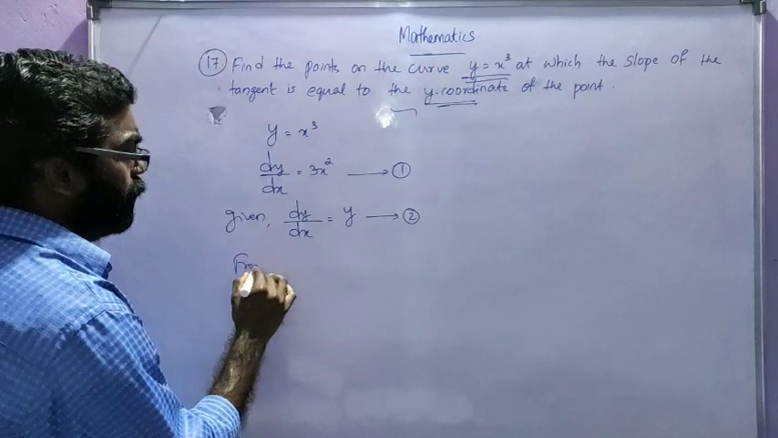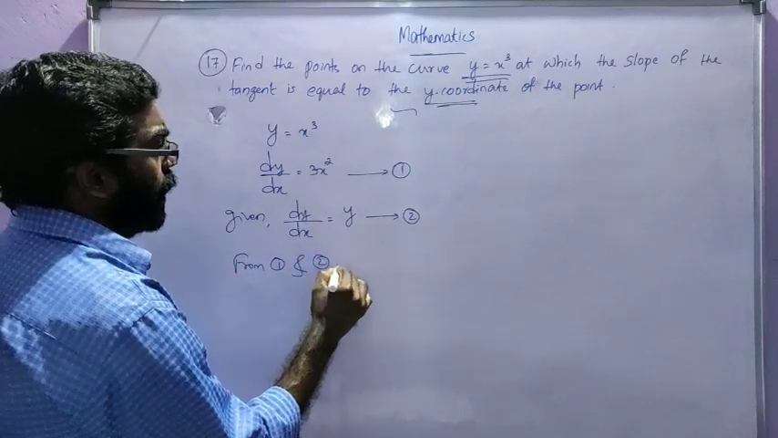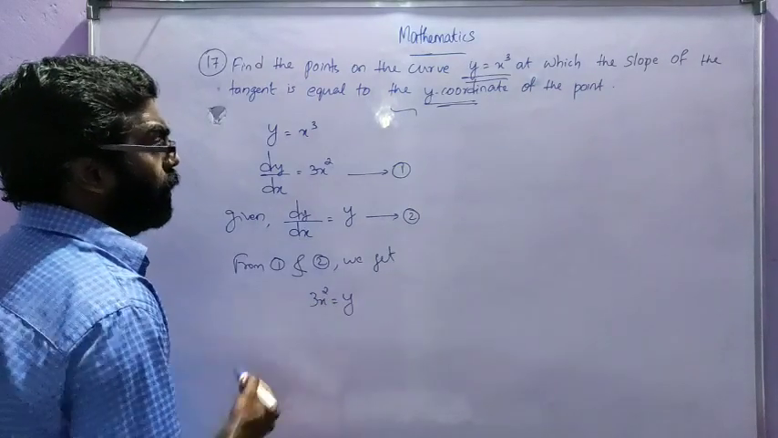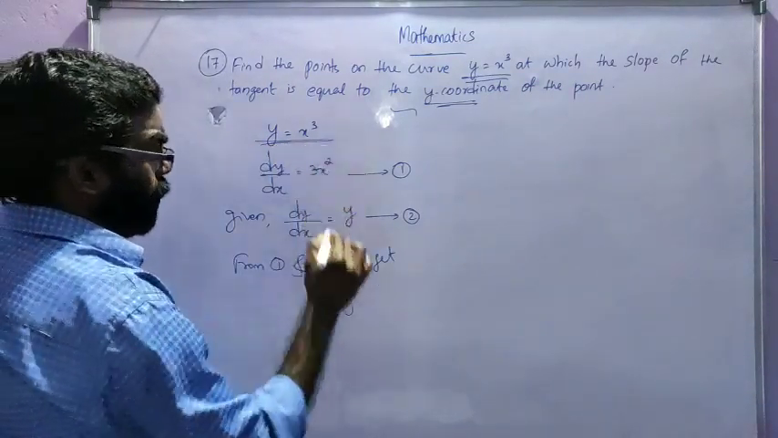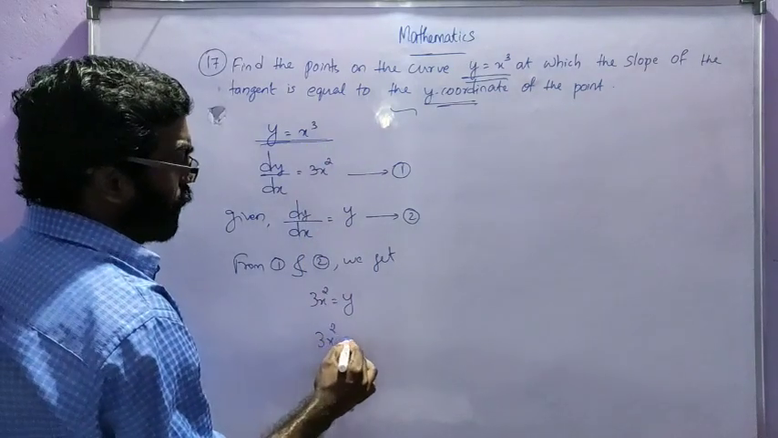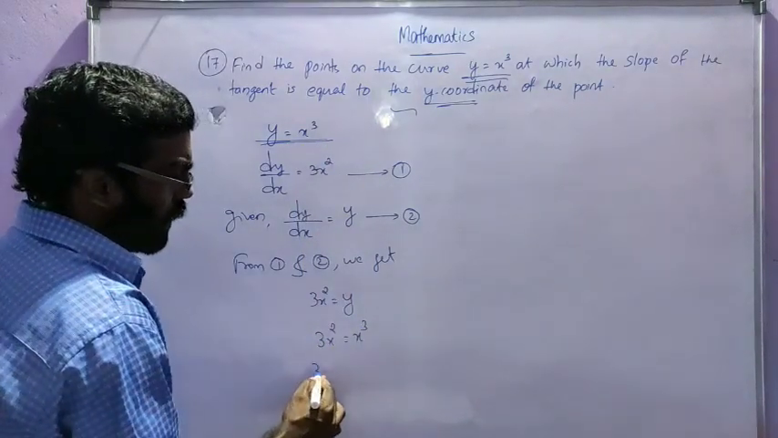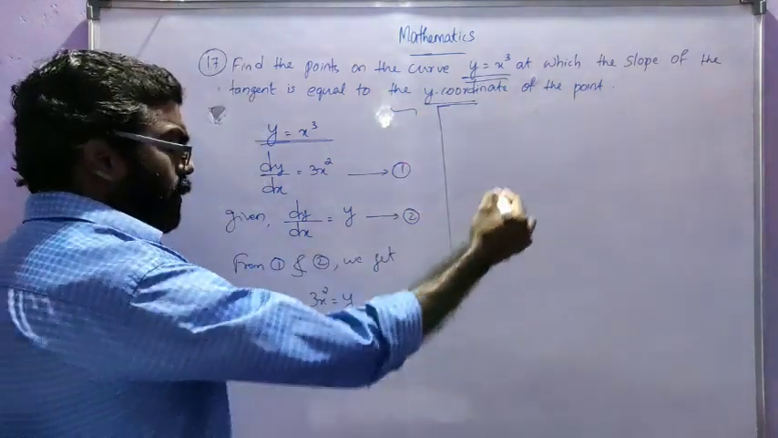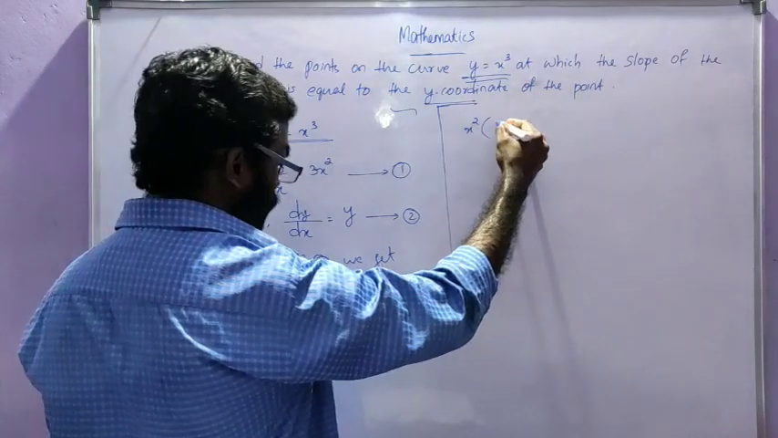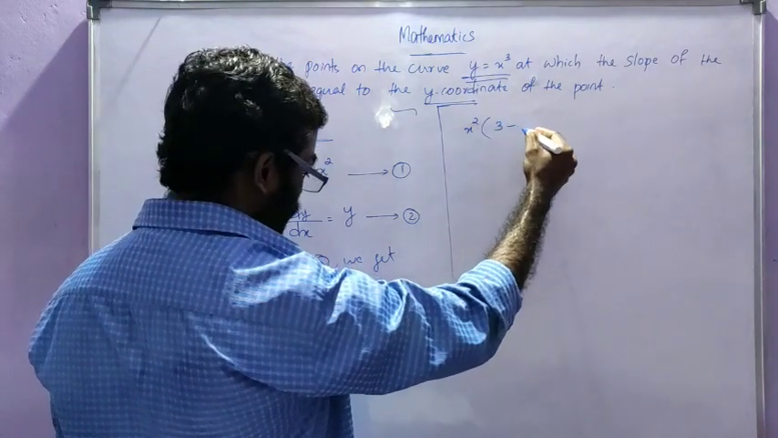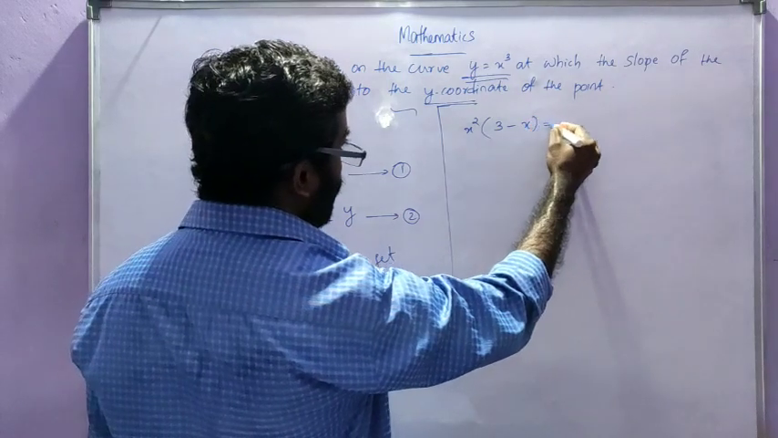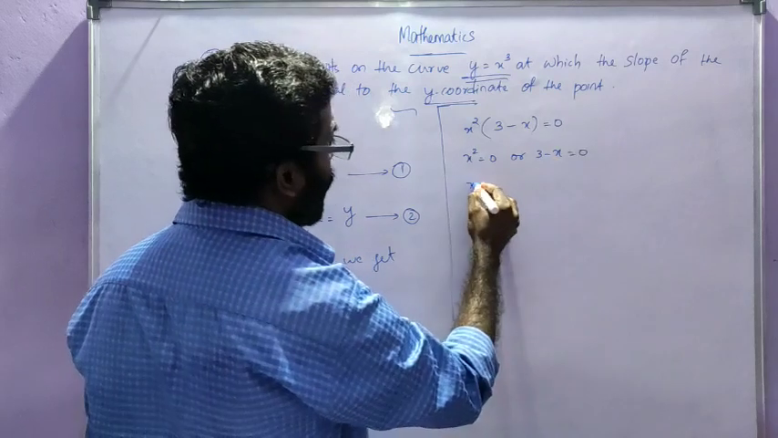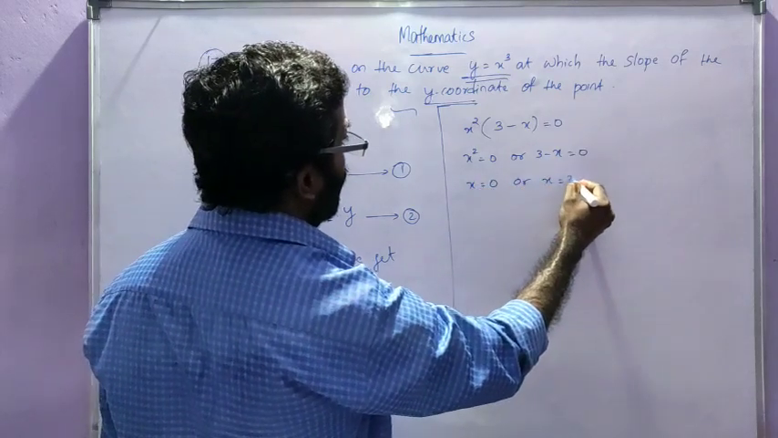So from 1 and 2 we get 3x square is equal to y, and the y value here it is x cube, that we can replace, 3x square is equal to x cube. We can rearrange the terms, 3x square minus x cube is equal to 0. Take out x square, x square into 3 minus x is equal to 0. X square is equal to 0 or 3 minus x equal to 0. X equal to 0 or x equal to 3.